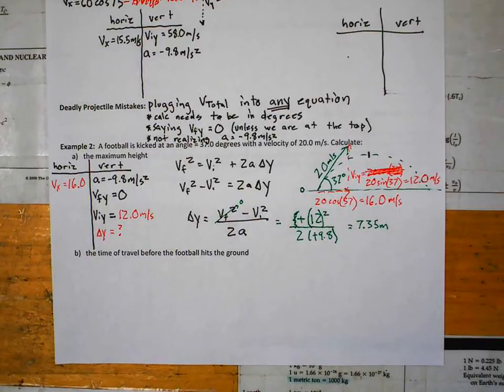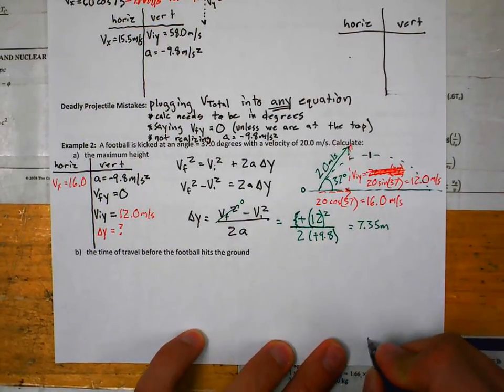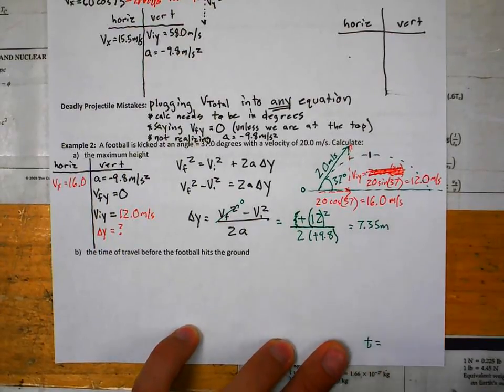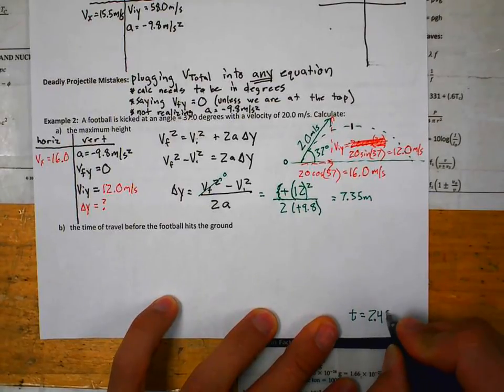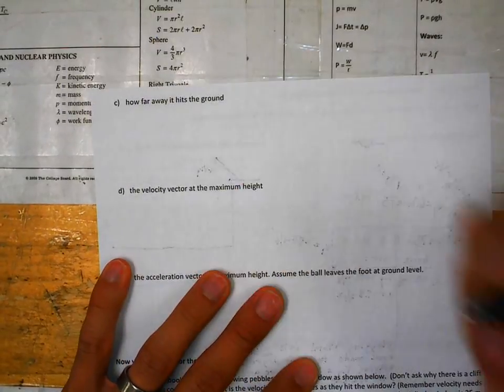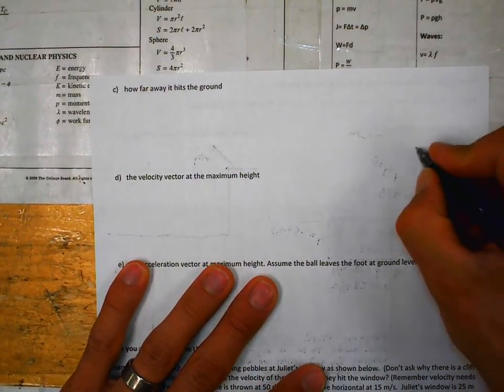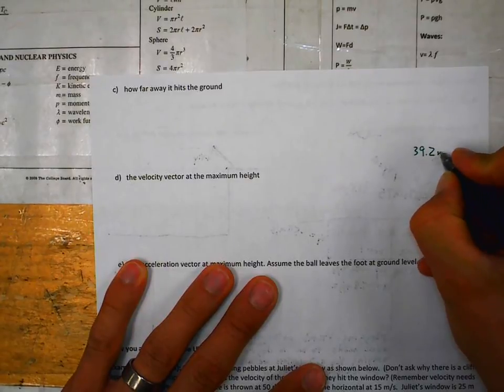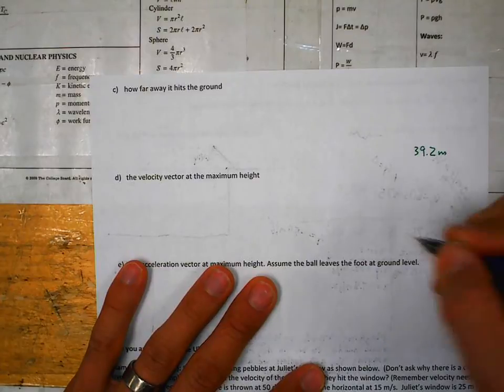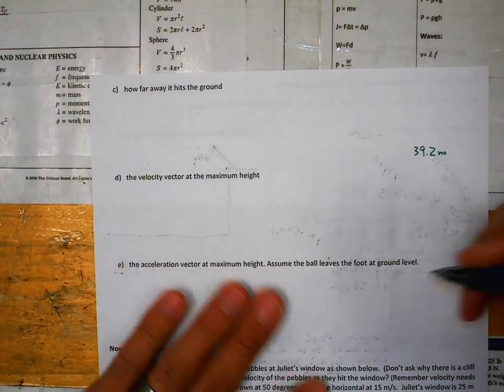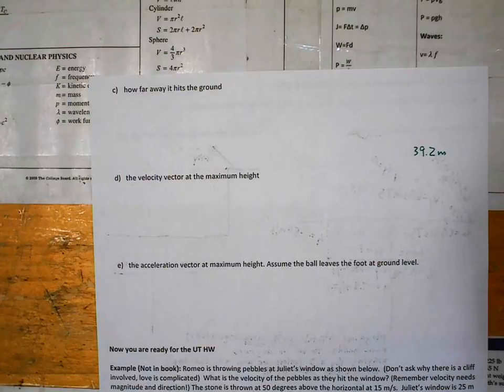Alright, so the next pieces here, I'll give you guys the answers. Time equals 2.45 seconds. How far away it hits the ground is 39.2. And the velocity vector at the maximum height, you have to draw it. The acceleration vector at the maximum height, you've got to draw it. So work on those and then we'll go over them when we're done.